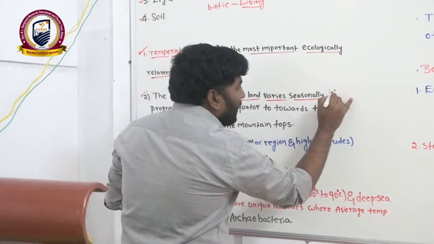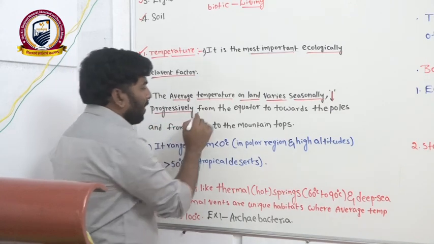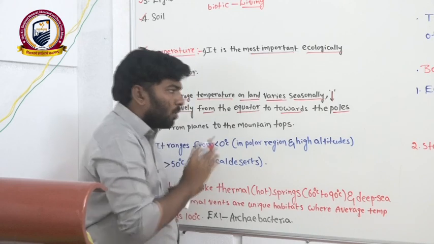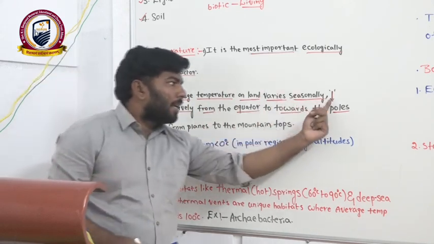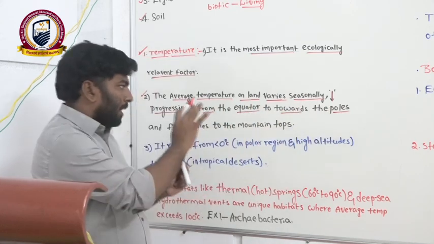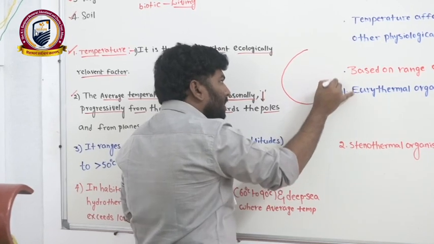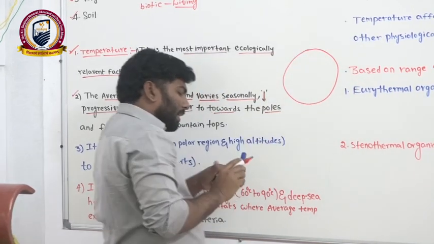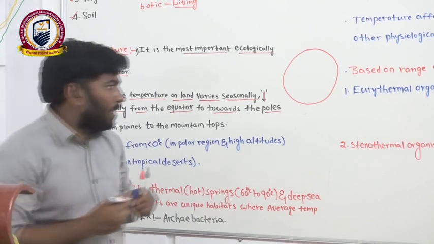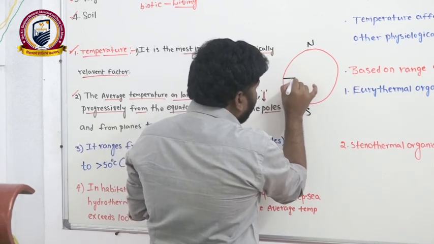Now, the temperature decreases progressively, means continuously, from the equator towards the poles. The temperature decreases when we move from the equator line towards the poles. I will explain this clearly. Suppose this is the globe. On one side we take the South Pole, on the other side the North Pole, and the center line on the globe.